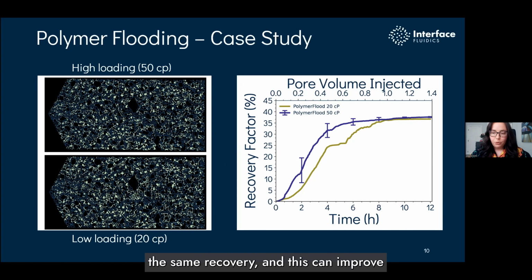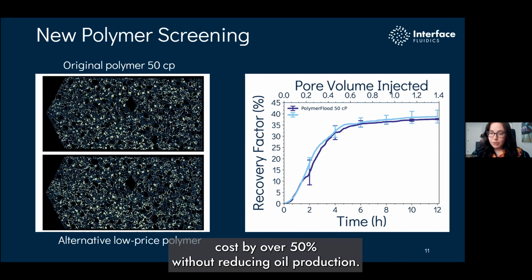Another project we ran here was comparing the high viscosity polymer that you saw in the previous test against a comparable viscosity fluid, but significantly cheaper than the high viscosity polymer. So what we see here is that both of these polymers achieve a very similar recovery factor. This meant that our client may be able to substantially cut polymer costs by over 50% without reducing oil production.